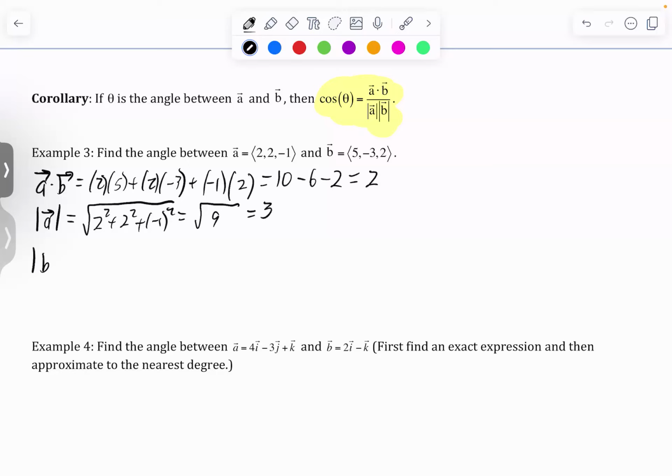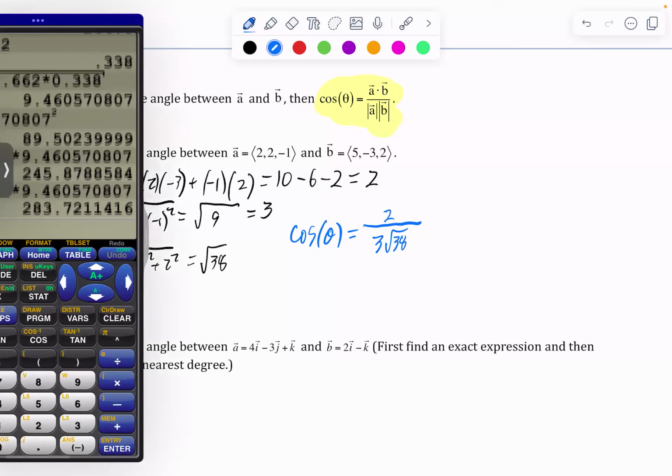And the magnitude of vector B is going to be the square root of 5 squared plus -3 squared plus 2 squared. And that is going to give us 25 plus 9 plus 4 is root 38. Remember, when you square a negative, it becomes positive. Just be real careful. Now that tells us that the cosine of theta is going to be 2 divided by 3 times root 38.